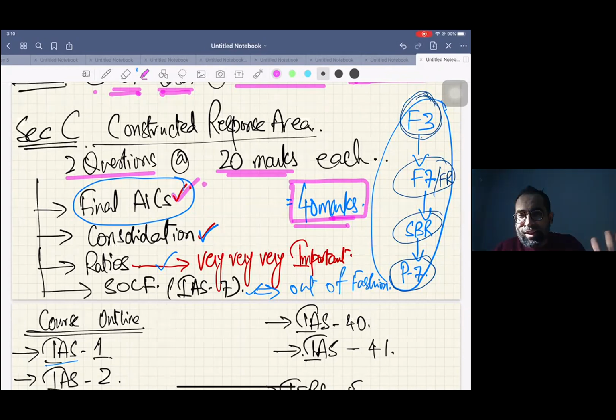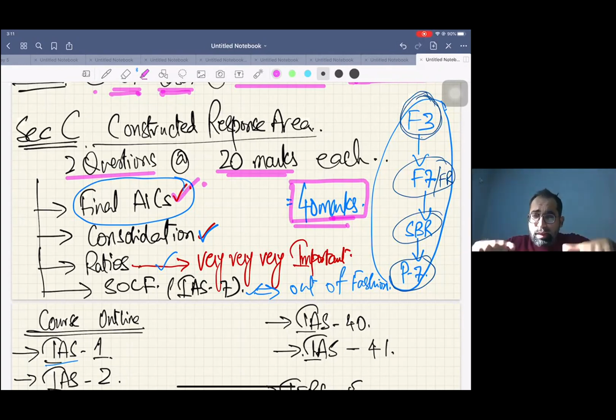But to be very honest, in F3 level the adjustments were very simple. For example, closing stock is equal to 40,000. Machines are to be depreciated at the rate of 20% on cost, right? Bad debts of 20,000 are to be written off. These were the kiddish adjustments you used to study, very basic adjustments in F3.